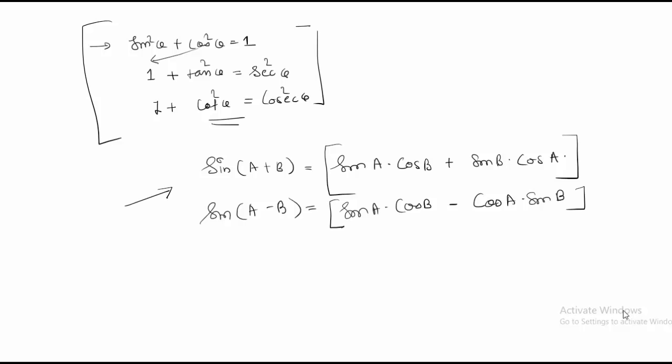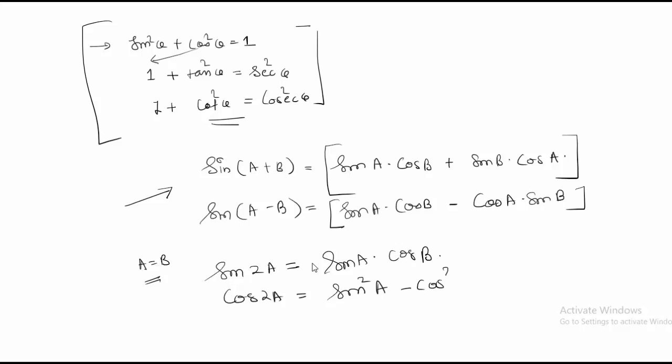And if A is equal to B, then sine of 2A can be written as sine A into cos A, and cos of 2A can be written as cos square A minus sine square A.